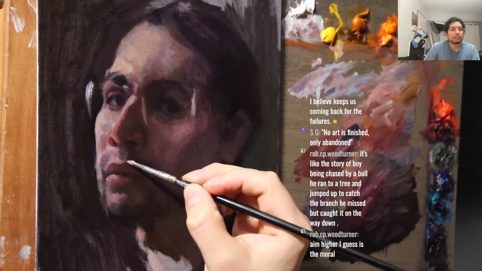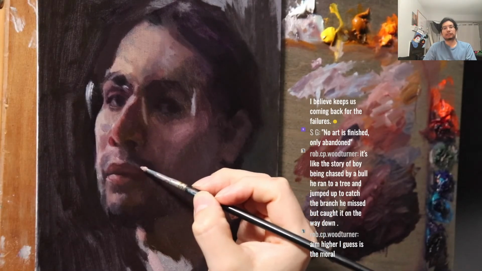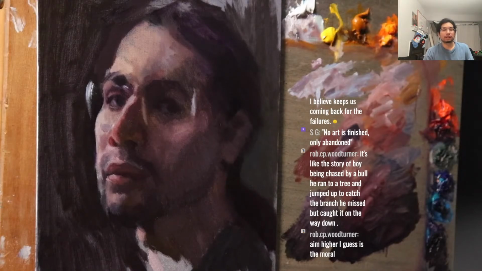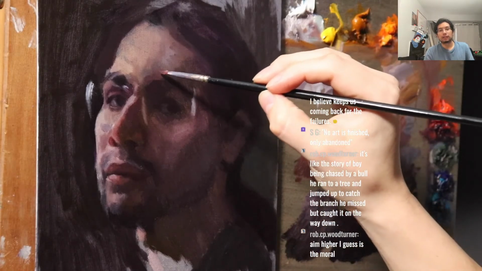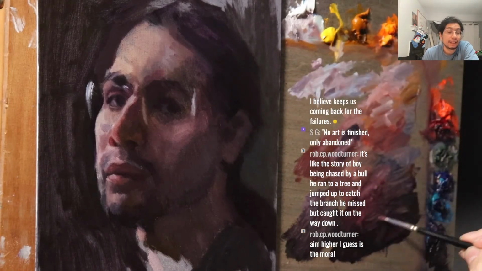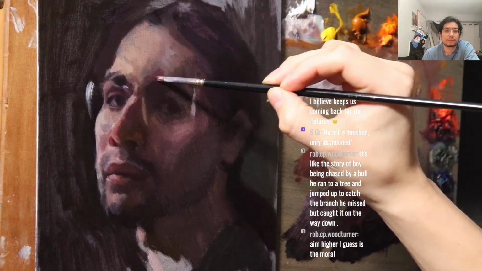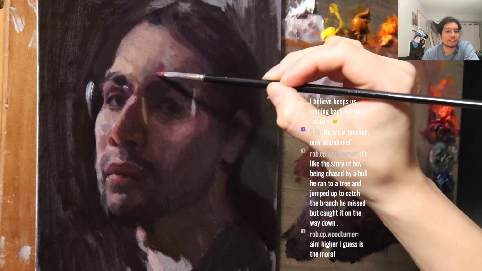So from SG, no art is finished, only abandoned. That is definitely something that is true. You can always continue to keep working on it. Once upon a time, I spent over a year, I think, a little over a year on a painting, so I can definitely still return to that painting and do more to it. But yeah, it's definitely something I can attest to.